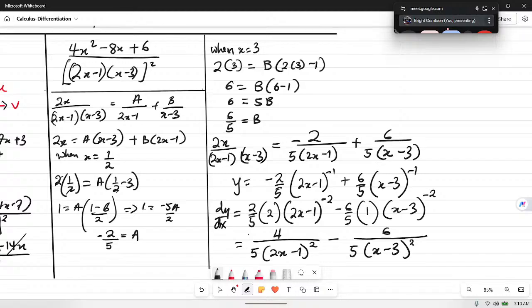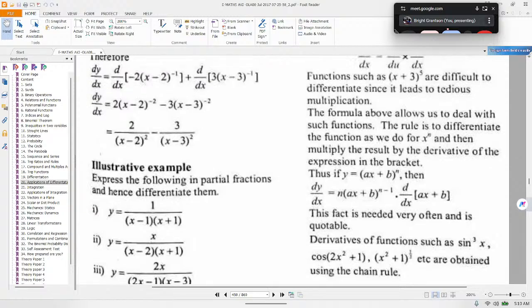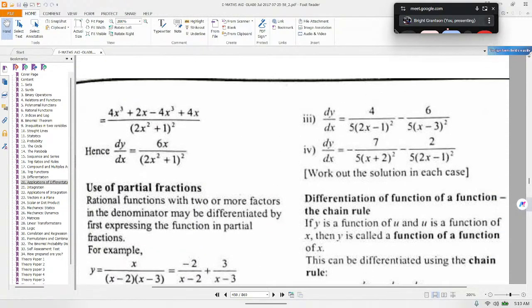This was the first technique we're using. Let's go and check it. That's how they had their answer. Are you okay? Yes, sir.